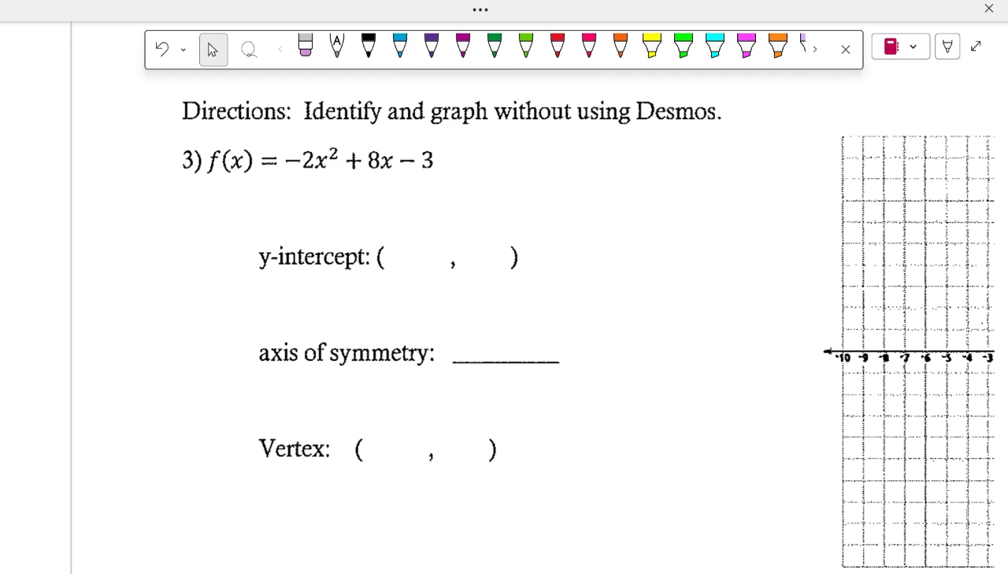So graph, and then find the y partner on the other side of the axis. It's not negative 2, you're going to do 2 times. You're not doing negative 2 times negative 2, you're doing 2 times negative 2. Yeah. Every x.